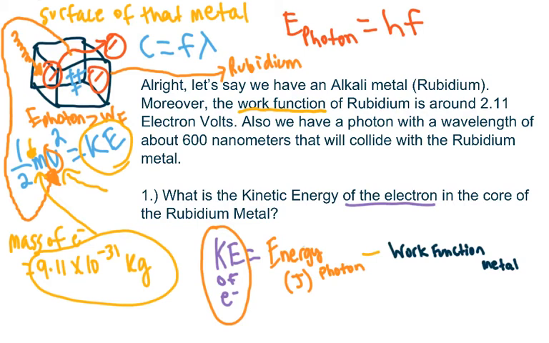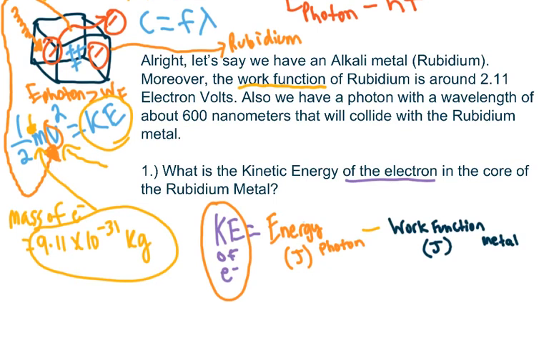So we're reading, oh, right here. The work function of rubidium is around 2.11 electron volts. And we just said above that the work function is in joules, because this is also an energy, the amount of energy it takes for that electron in that metal to get freed. But over here it says the work function is 2.11 electron volts. So what do we do? We have to convert electron volts into joules.